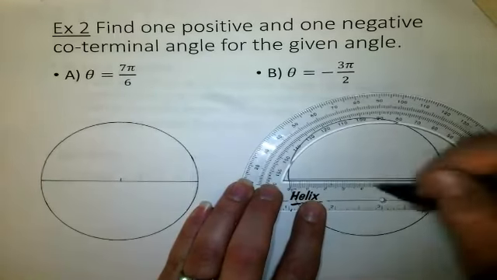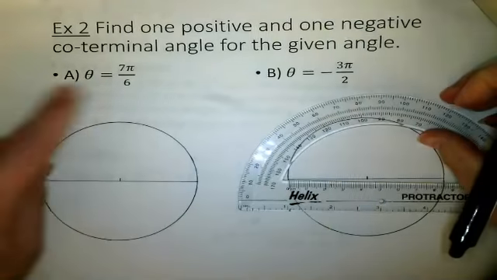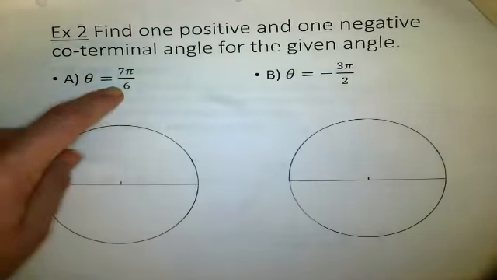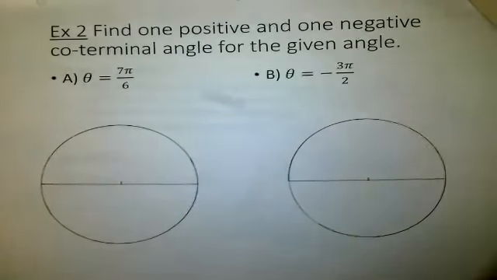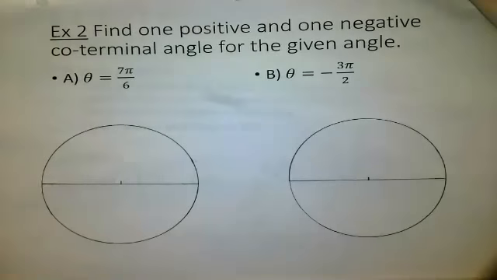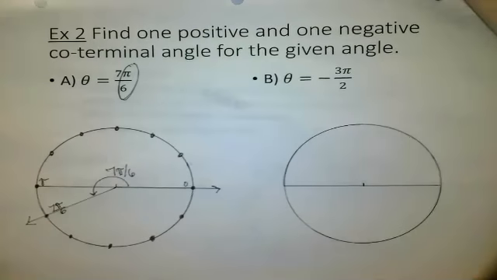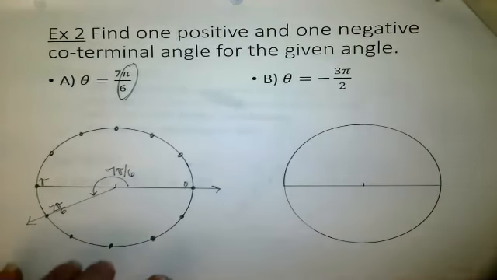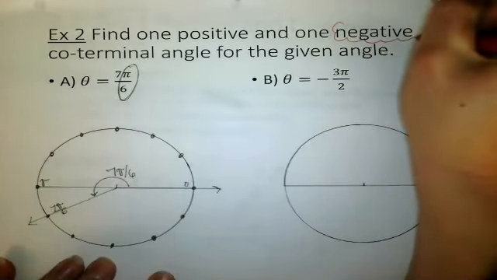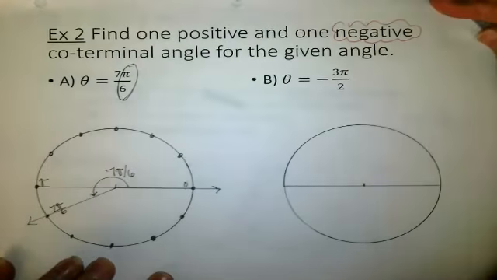And I want you guys to go ahead and start by drawing the angle theta, 7 pi over 6. Okay, I'm going to give you a chance to start that while I pause the video. All right, now we want to find one positive and one negative coterminal angle. I'm going to use red for the negative angle, so I'm going to start with the negative one.